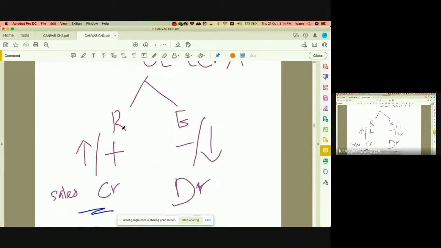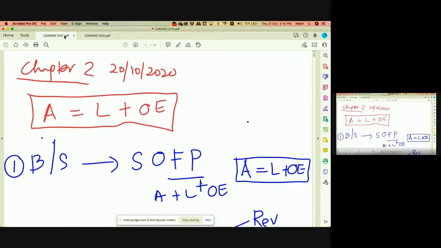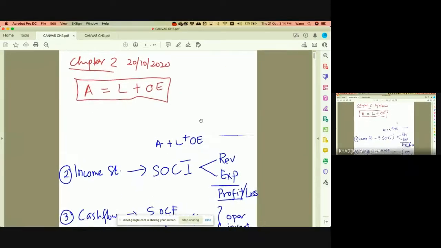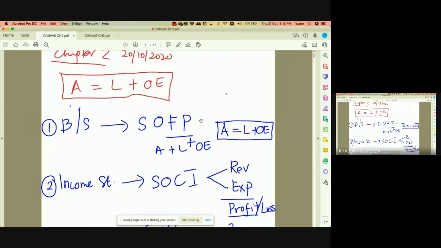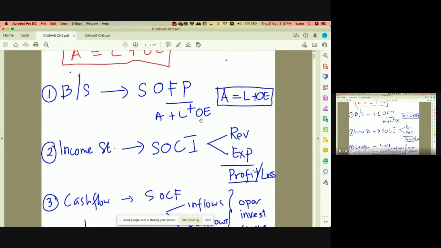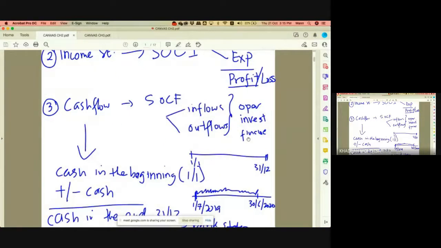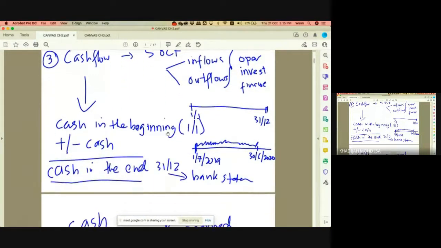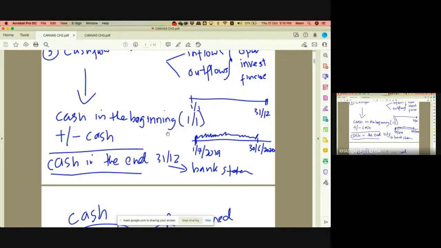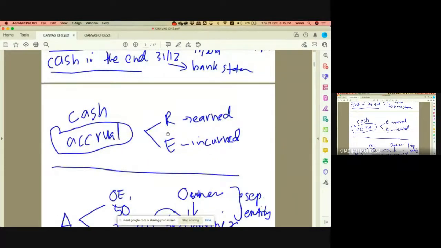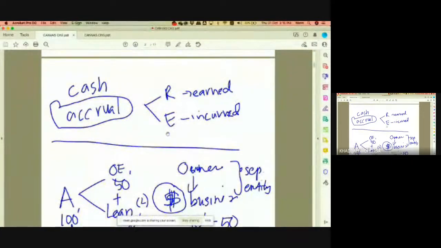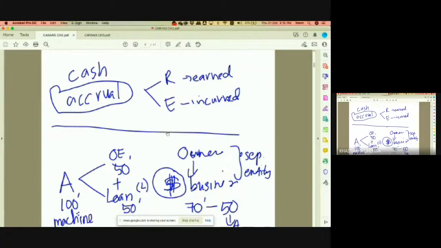So chapter 3 is actually a revision of this. What is in chapter 2? Chapter 2 is the 17 pages. You see this is the income statement. At the end of the day, it's always these three segments. The balance sheet is your SOFP, the income statement is your SOCI, and the cash flow is the inflows and outflows of your cash under operating, investing, and financing. A cash flow statement shows the cash at the beginning, plus or minus cash during the period, then the cash at the end. Then you have the concept of accrual, which will be next week, I think.